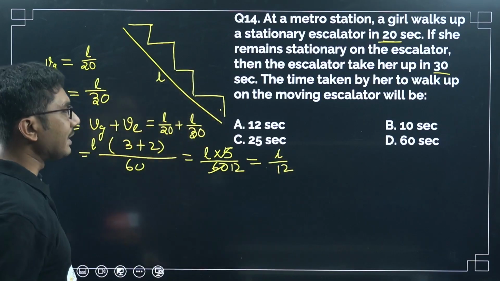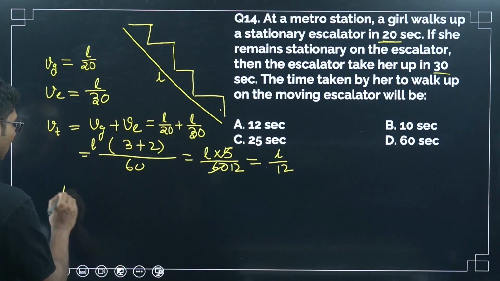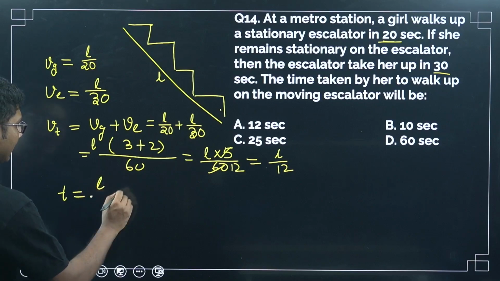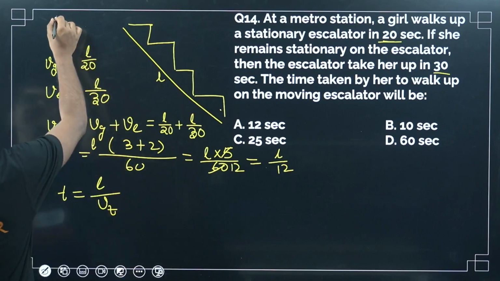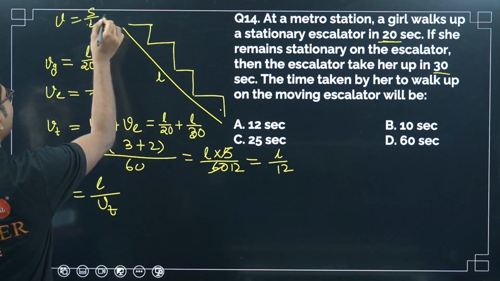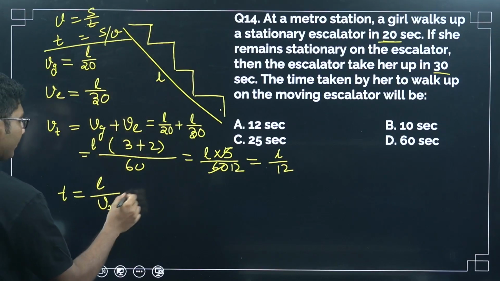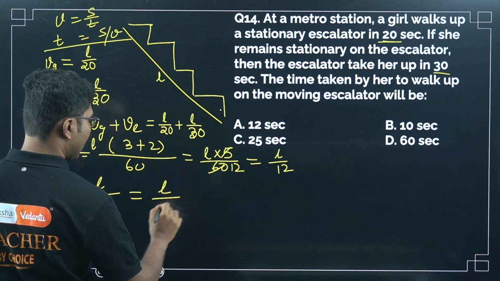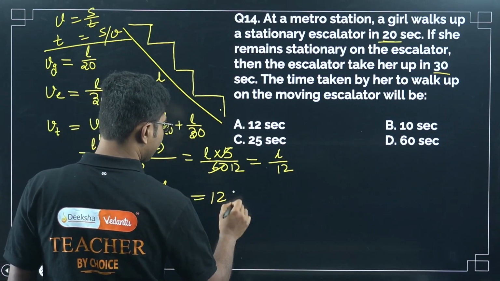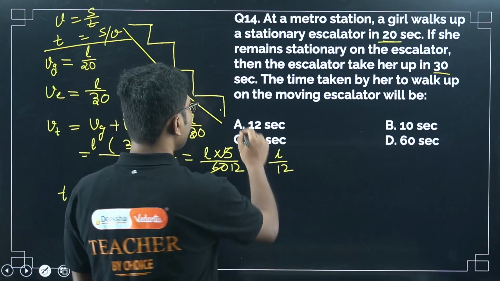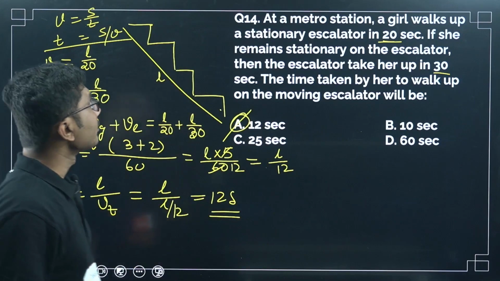Now how much time will it take for them to reach the top? Time will be displacement divided by velocity. From here we know that velocity is S by T, so T will be S by V, right? So we can find L divided by L by 12. 12 will go up, so it will take 12 seconds to reach the top. So correct answer is option A, right? Now let's move on to the next question.